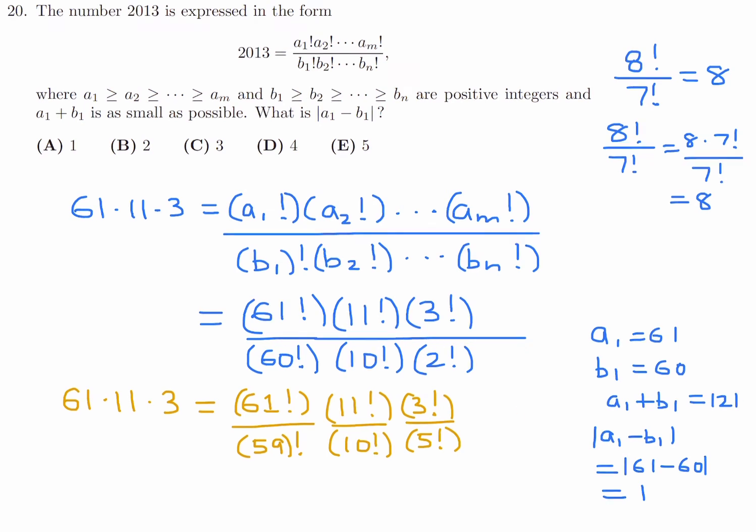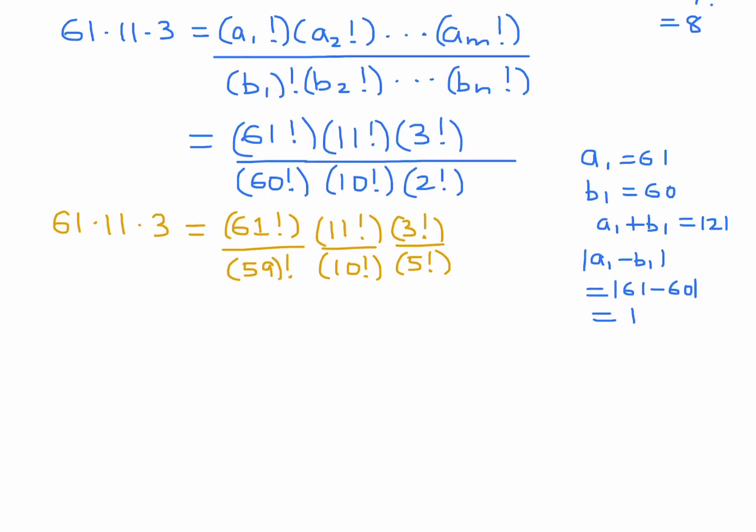That will allow me to also get the same result. Now let's visit this again. What is my A1 and my B1 this time? My A1 is again 61, but my B1 is now 59. So A1 plus B1 is this time 120, which is smaller than 121. That's why this is a better way of doing it. It's the correct way according to the requirements of the question. And now what is my absolute value of A1 minus B1? Well, it's 61 minus 59, and that is, of course, just 2.